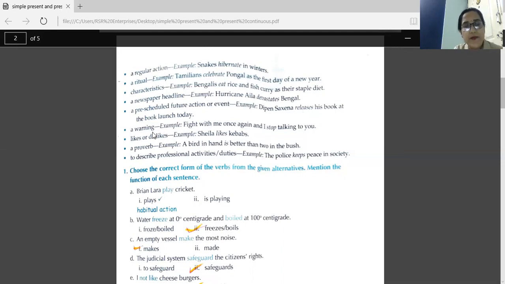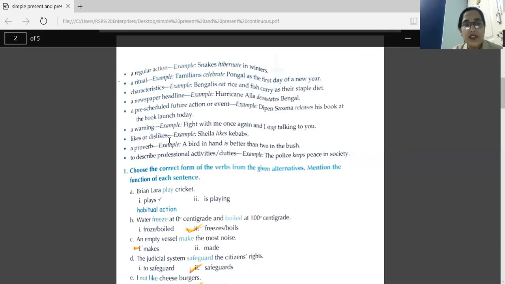Let's see next one, a warning. If we are giving any warning, there also we have to use simple present tense. See this example. Fight with me once again and I stop talking to you. So this is a warning. Stop, this is the verb and this is first form of verb. So this is simple present tense. Fight is also simple present tense.